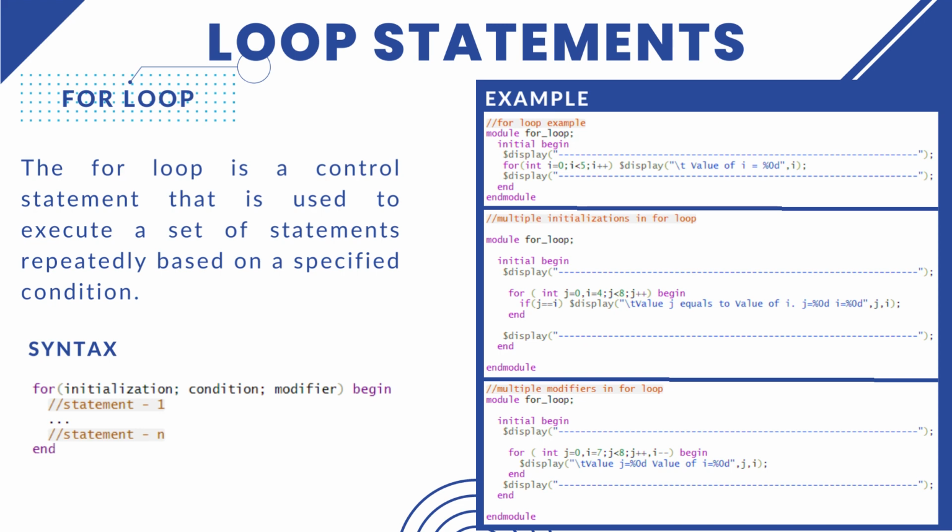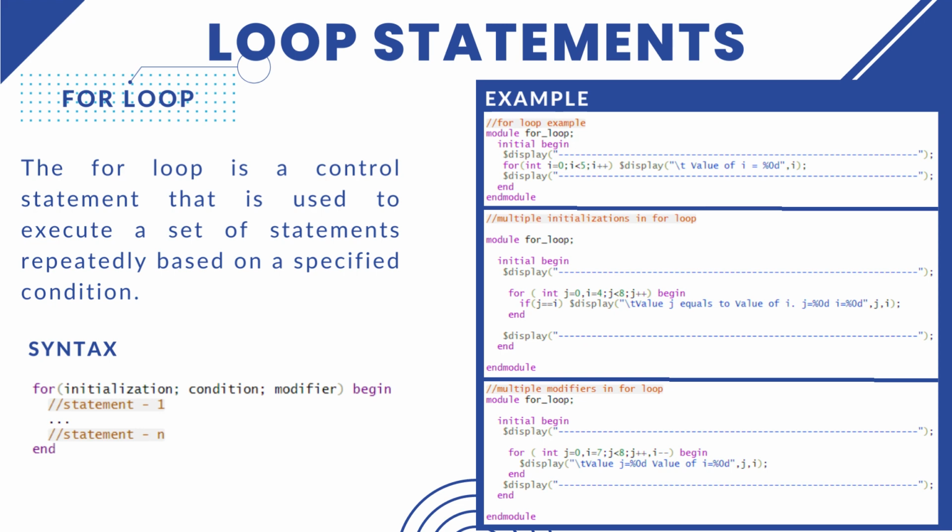Value of I is equal to 0. Value of I is equal to 1. Value of I is equal to 2. Value of I is equal to 3. Value of I is equal to 4. The simulator output shows that the loop has executed successfully and printed the value of I from 0 to 4.